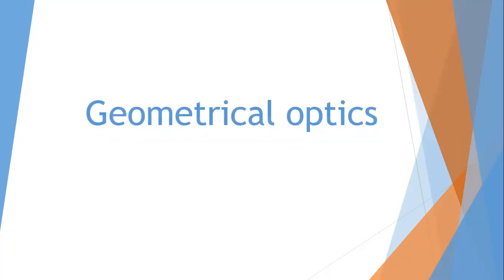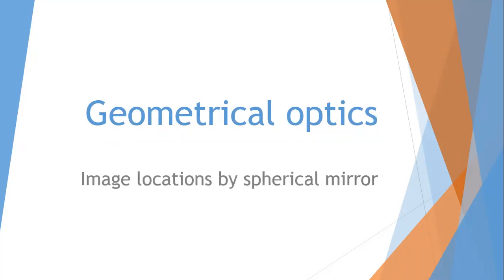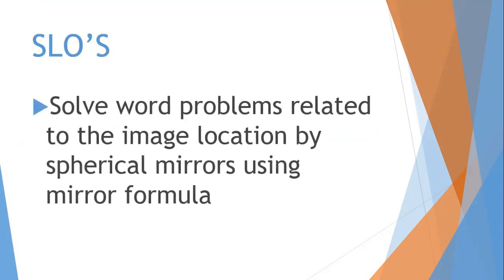Today our topic is geometrical optics. Yesterday, in the previous lesson, we also did geometrical optics, reflection of light. The subtopic was reflection of light. Now today the subtopic is image locations by spherical mirror. The SLO of this lesson is to solve word problems related to the image location by spherical mirror using the mirror formula.